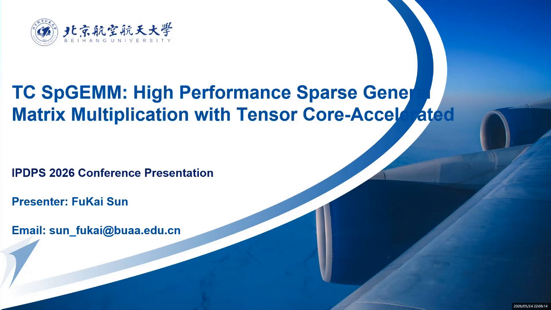The basic idea behind this work is simple. Tensor cores are very powerful for dense matrix computation. However, SpGEMM is sparse and irregular. If we directly use tensor cores for SpGEMM, many operations may be wasted on zero values. So, in this work, we focus on one main question. How can we make sparse matrix multiplication more suitable for tensor core computation? Our answer is to change the data layout first. We make sparse blocks denser and more regular, and then use tensor cores to compute them efficiently.